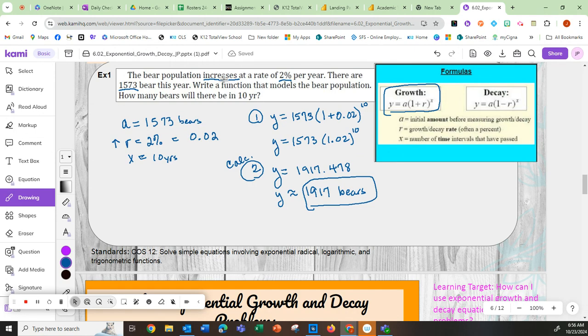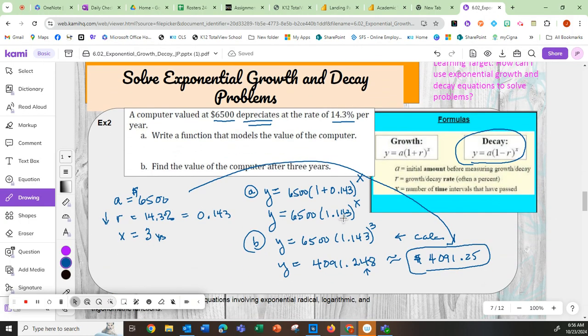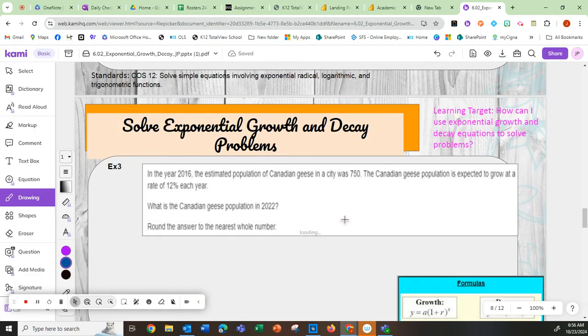It said that the population of bears was increasing, so it makes sense that our final answer is more than our initial amount. So just in case you make a careless mistake, remember if it's increasing, your amount should be bigger than the initial amount. If it's decaying or depreciating, your amount should be smaller.